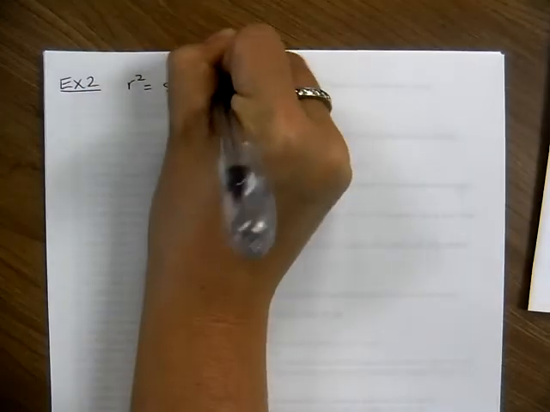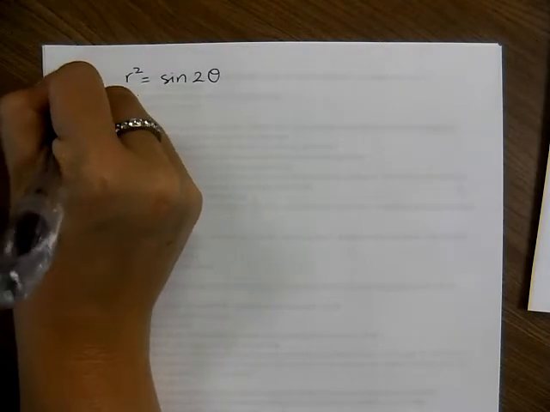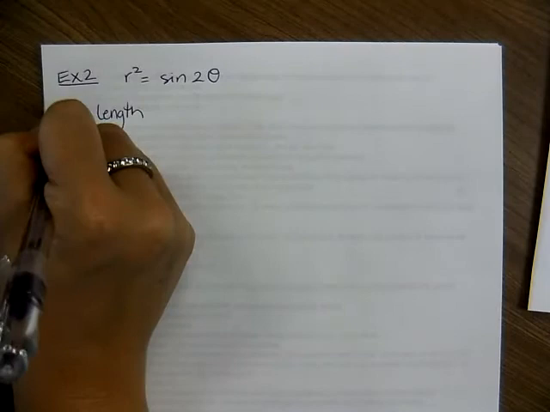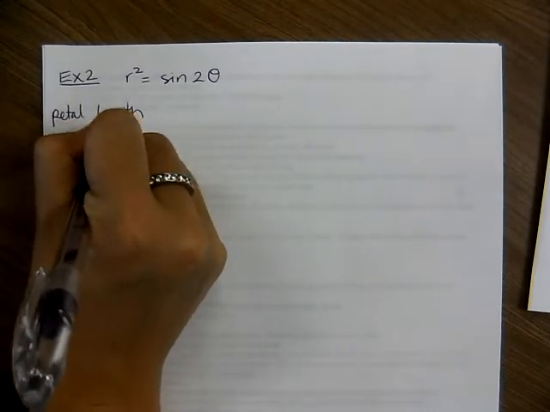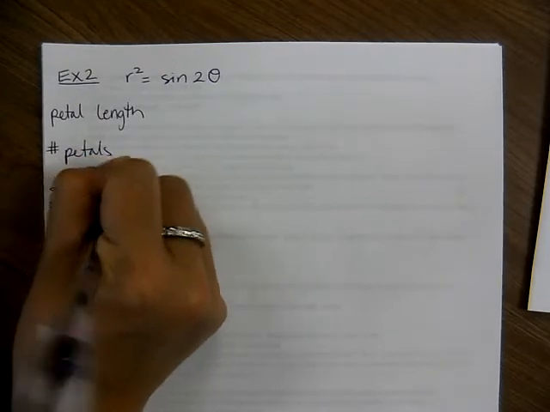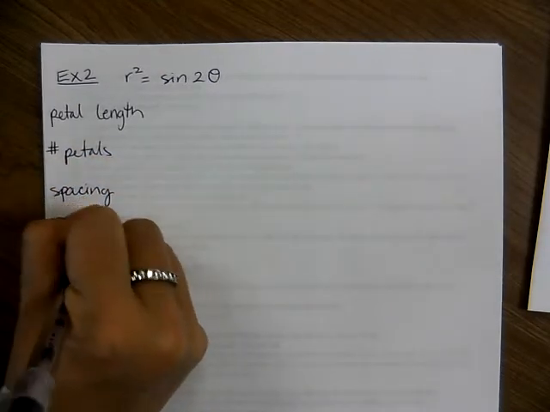Okay. This is going to be example 2. R squared equals the sine of 2 theta. So we have to gather all that information like we did before. We have to find the petal length, the number of petals, the spacing, and the start.